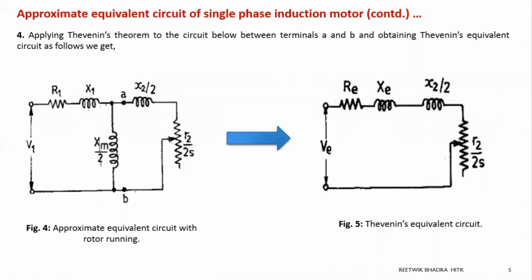So what we did after making those approximations, we applied Thevenin's equivalent circuit between these two terminals A and B. Now what is my load? This X2 by 2 and R2 by 2s. This part becomes the other part of the circuit. After AB, we are opening this because we are applying Thevenin's theorem at this terminal AB.